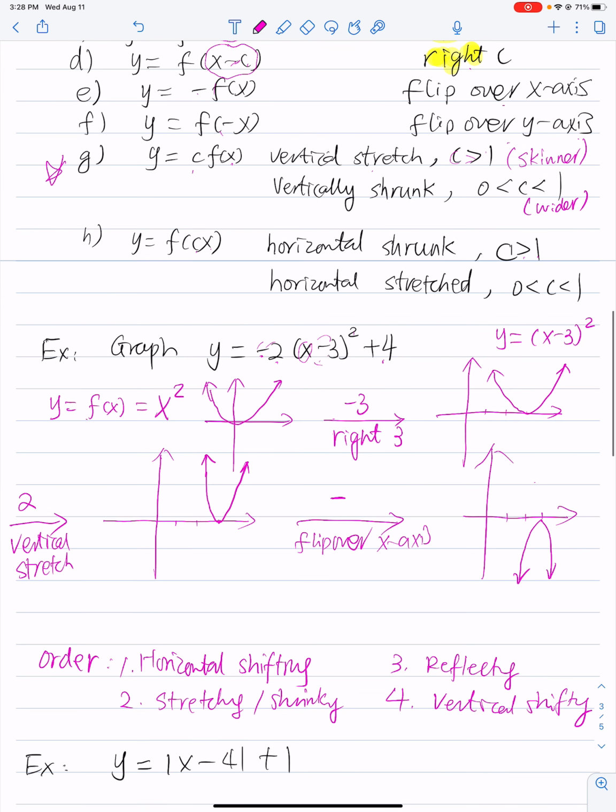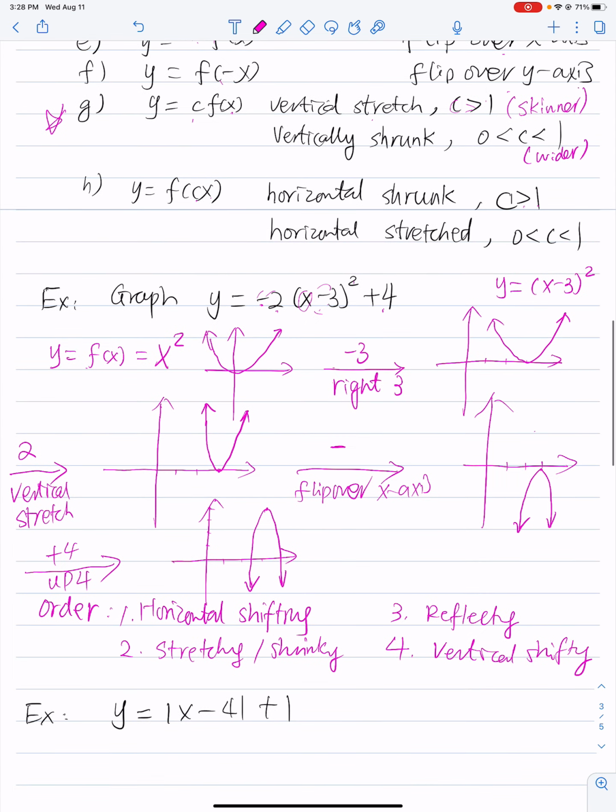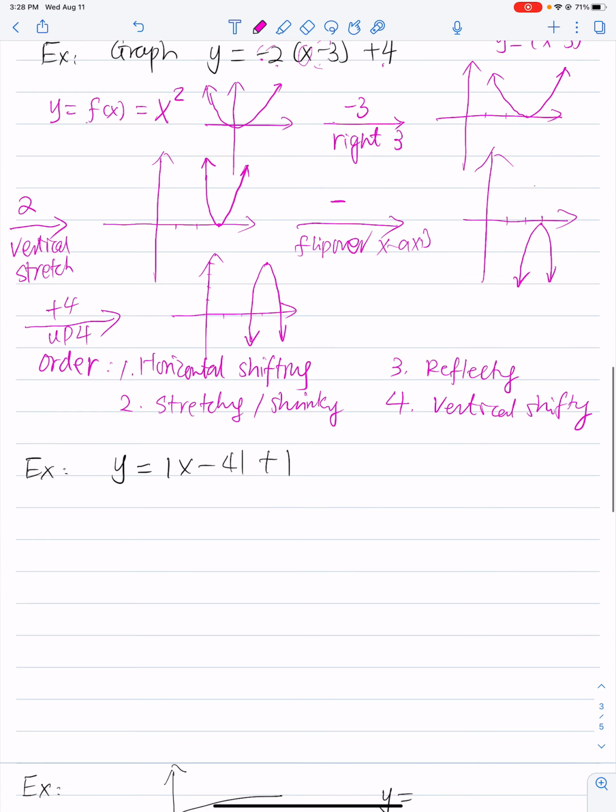Clear? And then the final one is vertical. What is vertical? Plus or minus 4. So this means what? Up 4. So what do we have here? You still have 1, 2, 3, 1, 2, 3, 4. So your relative maximum becomes here. So you still have the skinnier parabola opening downwards. Okay, so this will be the picture here. Okay, so this is the order.